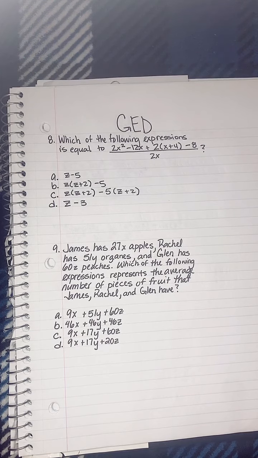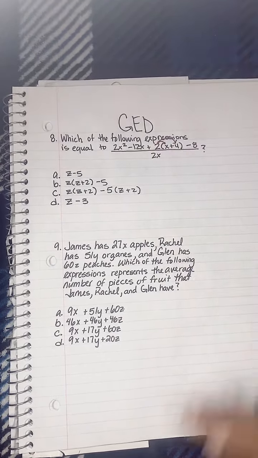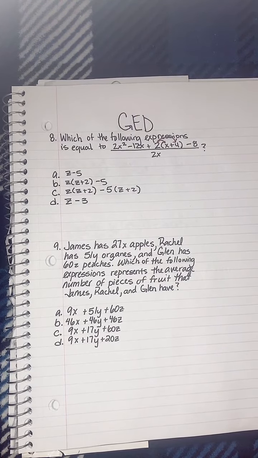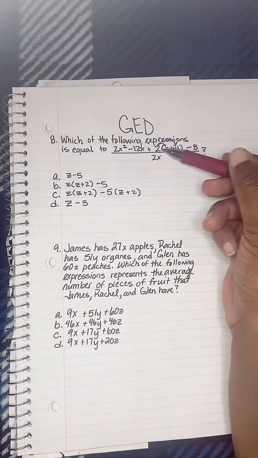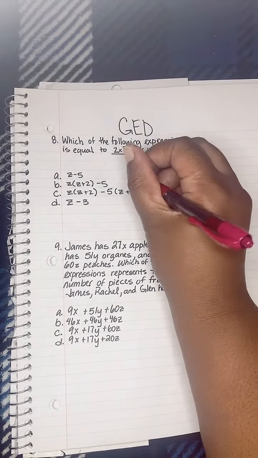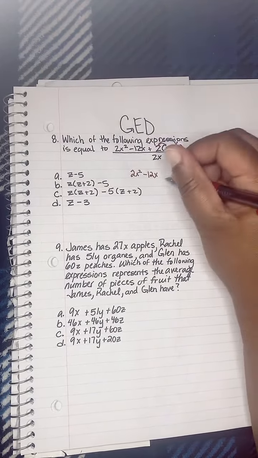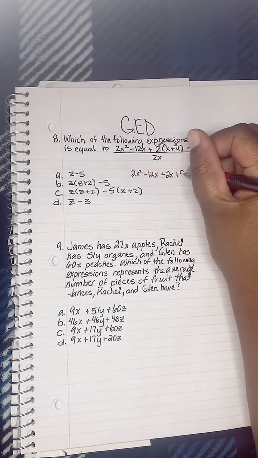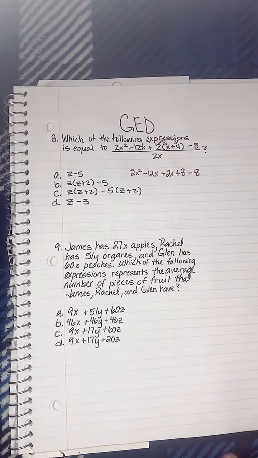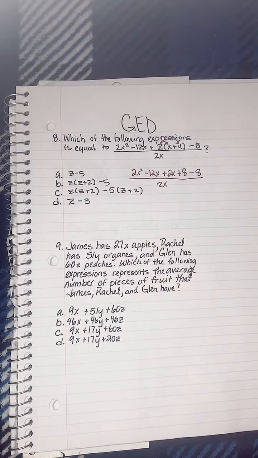Expand bracket. Good. And the 2 in the middle. Perfect. Yes, we have to start with this distributing right here. So if we drop these down, 2x squared minus 12x, and then 2 times x is 2x, and then 2 times 4 gives us 8. And then we drop down to minus 8, okay? And that's all over 2x.